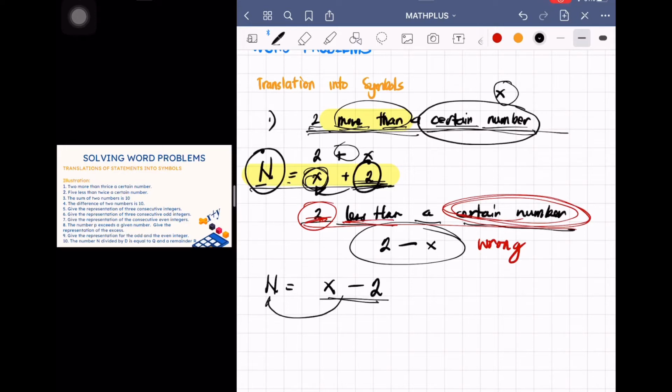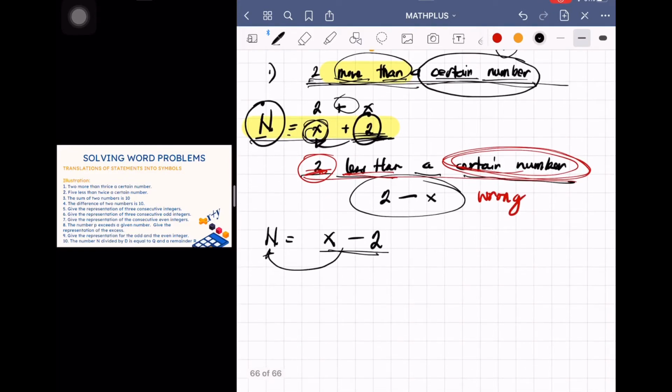Yun yung value ng number na hinahanap sa atin. So if I'm doing my style of solution, I'm writing it as 2 less than, I write that before 2. So I have 2 less than, that's minus, sa harap, a certain number. I write in there x.